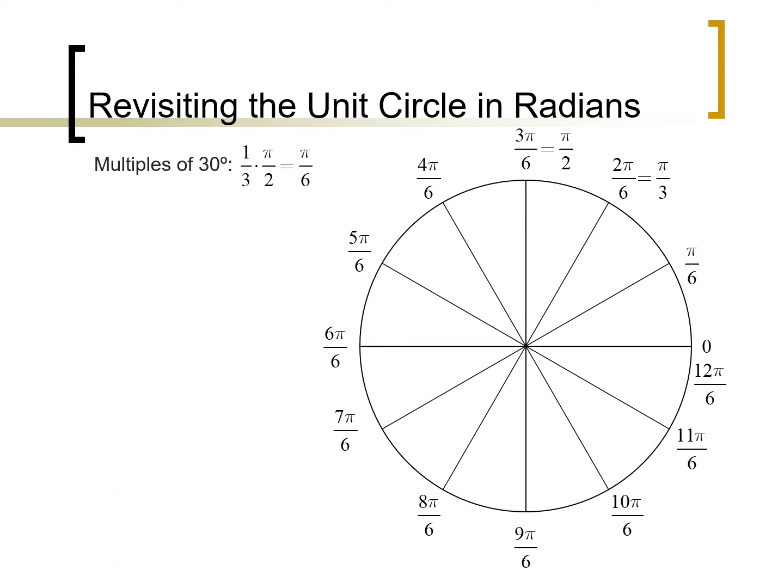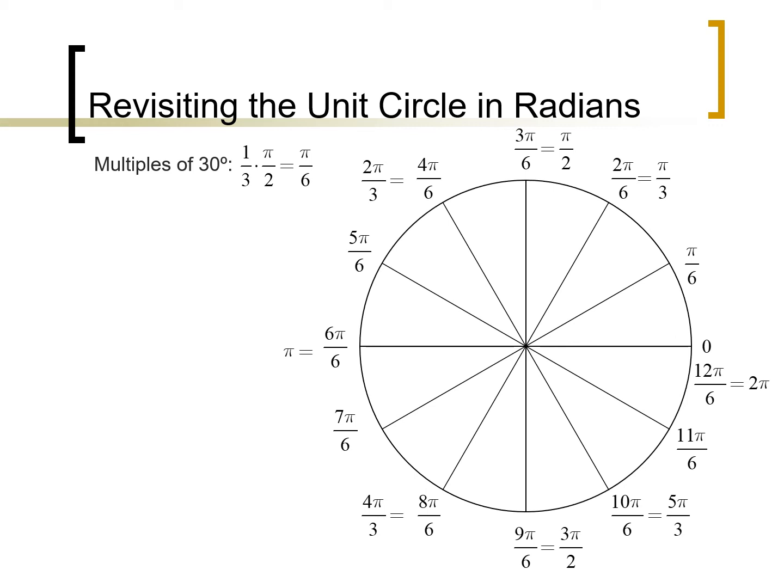4 pi over 6, divide the top and bottom by 2 to get 2 pi over 3. 5 pi over 6, you can't do anything to. 6 pi over 6, well, that's just pi, which again, I already knew. 7 pi over 6 is fine as is. 8 pi over 6, divide the top and bottom by 2 to get 4 pi over 3. 9 pi over 6, divide the top and bottom by 3 to get 3 pi over 2. 10 pi over 6 becomes 5 pi over 3. 11 pi over 6 you can't simplify, and 12 pi over 6 is 2 pi.